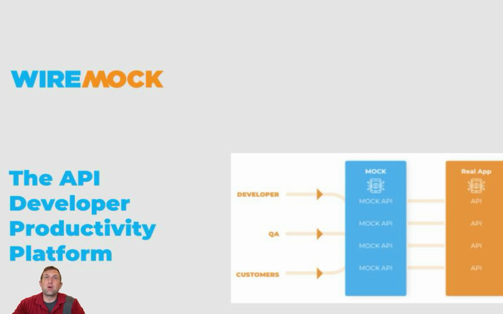gRPC is a modern, open-source, high-performance, remote procedure call framework. Like REST and XML-based APIs, gRPC dependencies can slow down the development and testing of their consuming applications. WireMock Cloud allows you to mock gRPC dependencies to help solve these constraints. Next, I will demonstrate how you can get started mocking gRPC endpoints in WireMock Cloud.